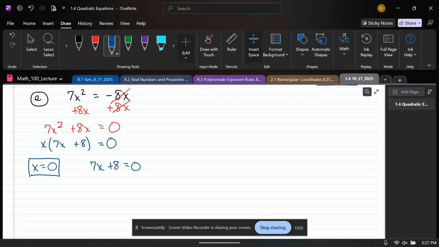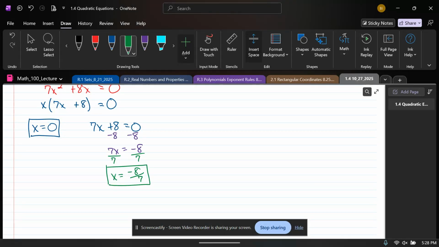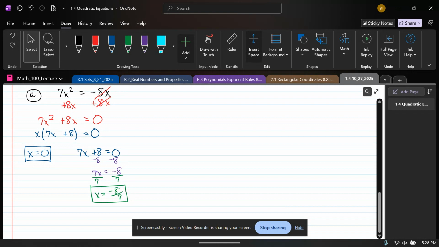The second one I got to do a little bit of work on. So I'm going to move the 8 and then divide by the 7. And there's my -8/7, my second answer. So I still got 2 answers. I got x equals 0 and I got x equals -8/7 on that one. So a little bit of work, but nothing terribly strenuous about that.